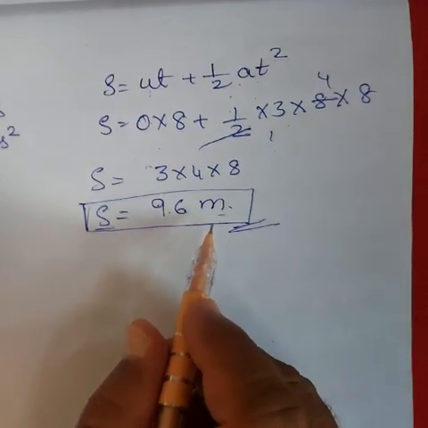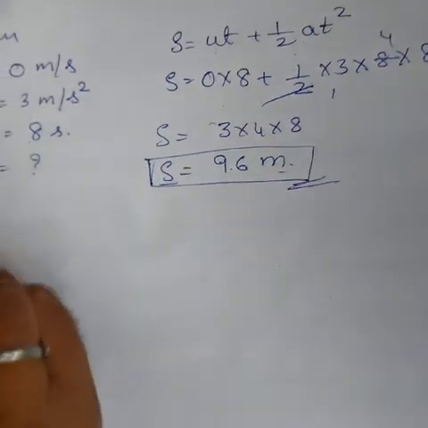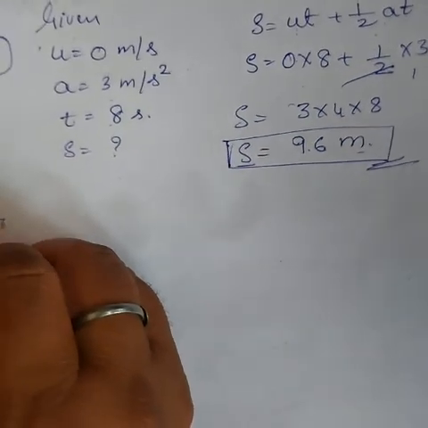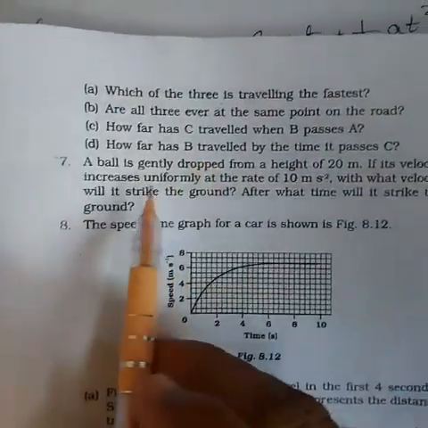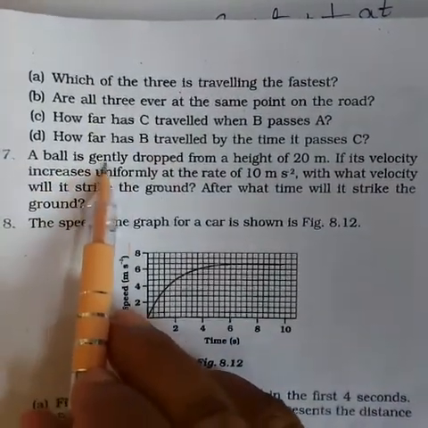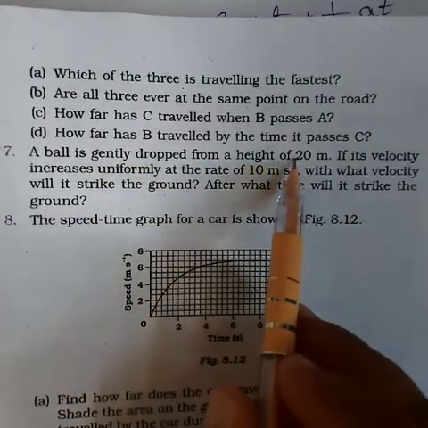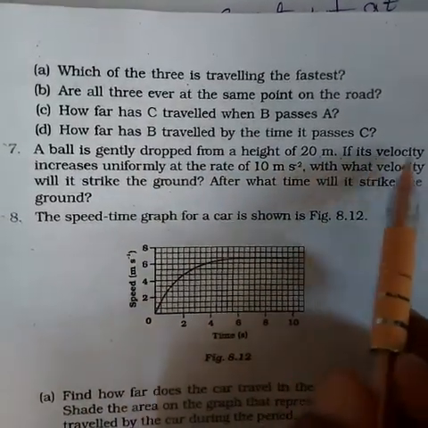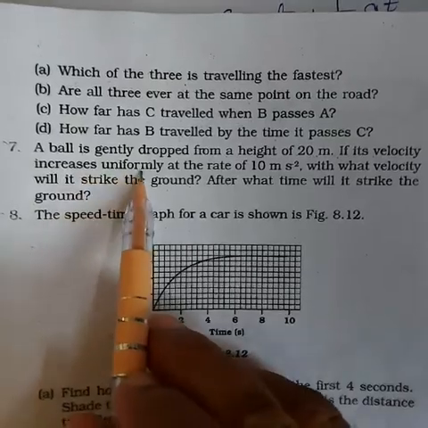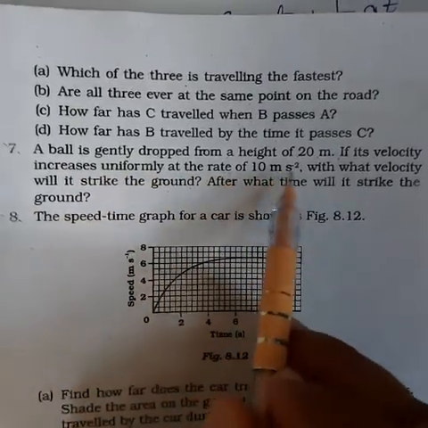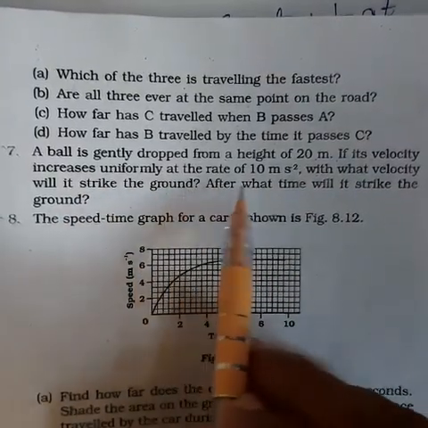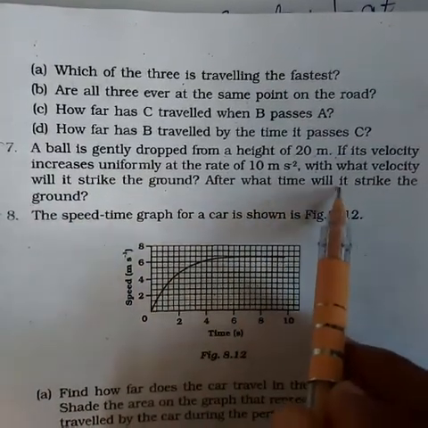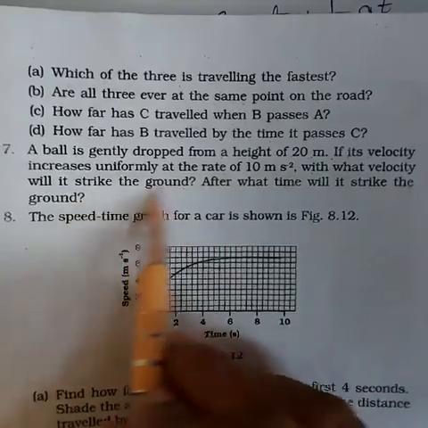Now last, we try a numerical exercise question, exercise question number 7. A ball is gently dropped from a height of 20 meter. If its velocity increases uniformly at the rate of 10 meter per second square, with what velocity will it strike the ground? After what time will it strike the ground?